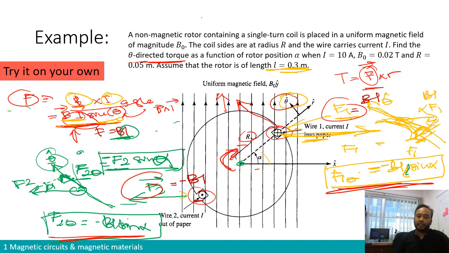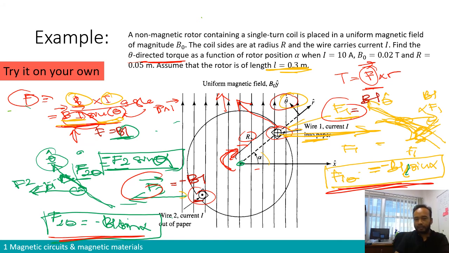Why? Because in order for the rotor to rotate, the force acting on the rotor should be in the same direction, right? If the force is acting in the same direction in the tangential direction, then the rotor can rotate.